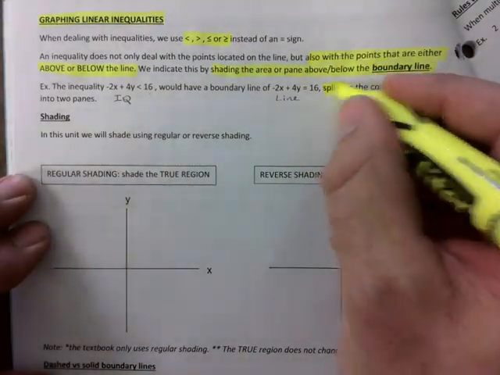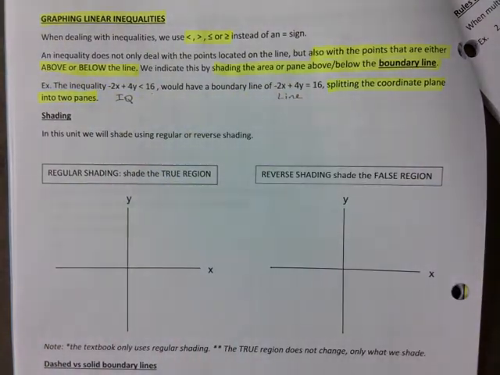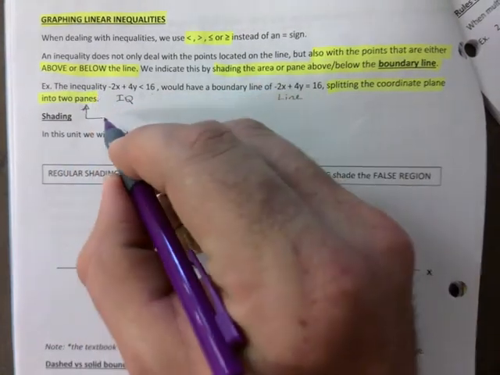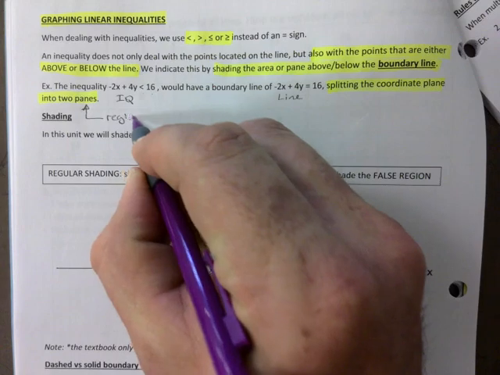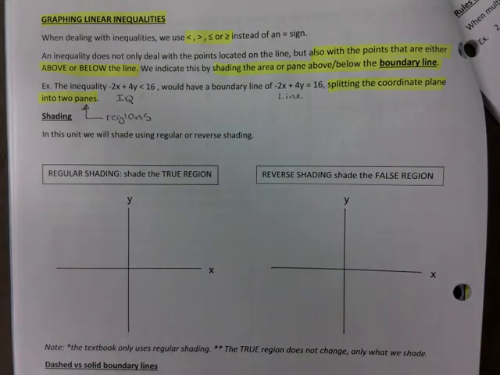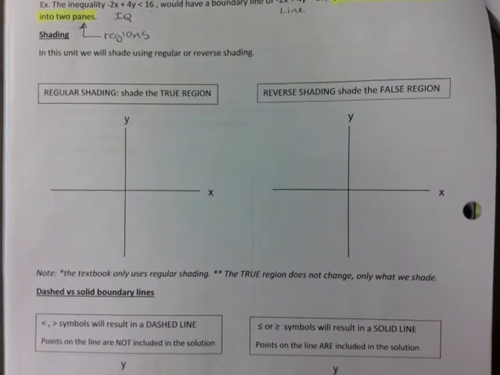And so we split the coordinate plane into two planes. We can call the planes regions, also known as regions. In this unit, we will shade using regular or reverse shading. And here is a visual as to what I mean by that.